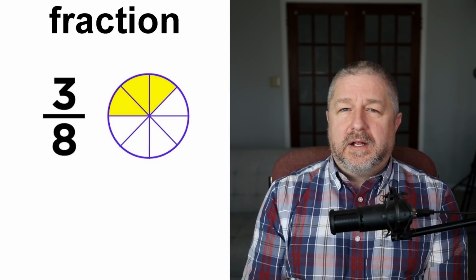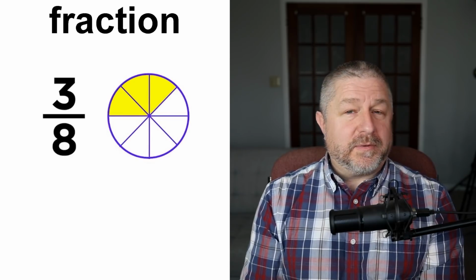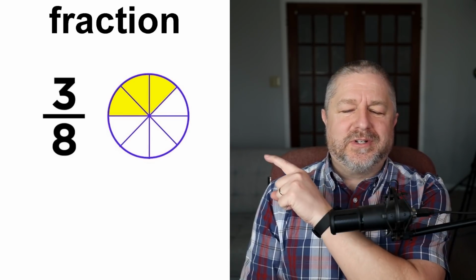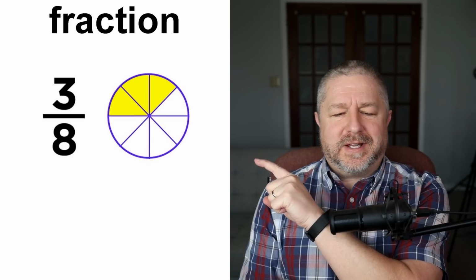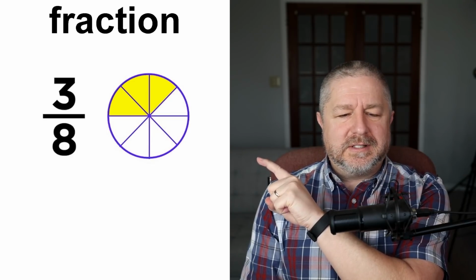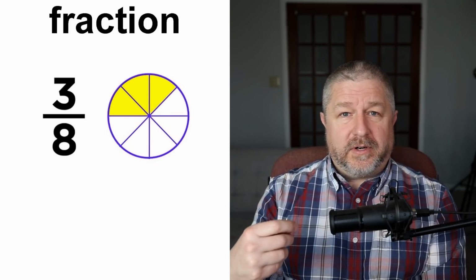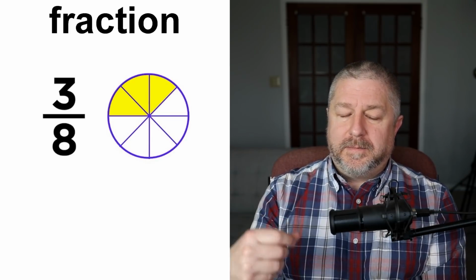So we would say 3/8 of the pie is yellow, or 3/8 of the pizza is yellow. I'm pretty sure this isn't a pizza or a pie because I'm not sure if any pizza or pie is purple with yellow pieces and white pieces. But a fraction is when you have one number on top of another number, a numerator on top of a denominator.